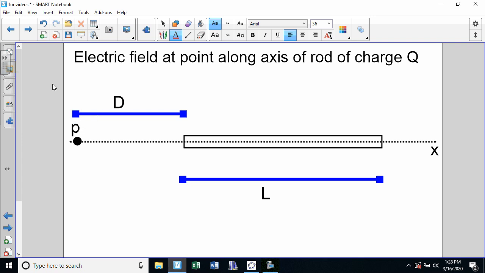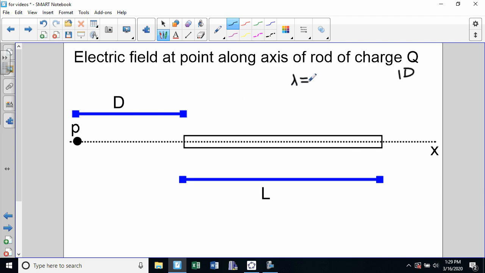All right, so let's look at the electric field at a point along the axis of a rod of charge Q. So we're looking at basically a one-dimensional charge distribution. It's just got a length. Everything has the same height and depth, so we're just going to treat it as a 1D object. So we've got charges that are uniformly distributed along this bar, and that means a couple of things.